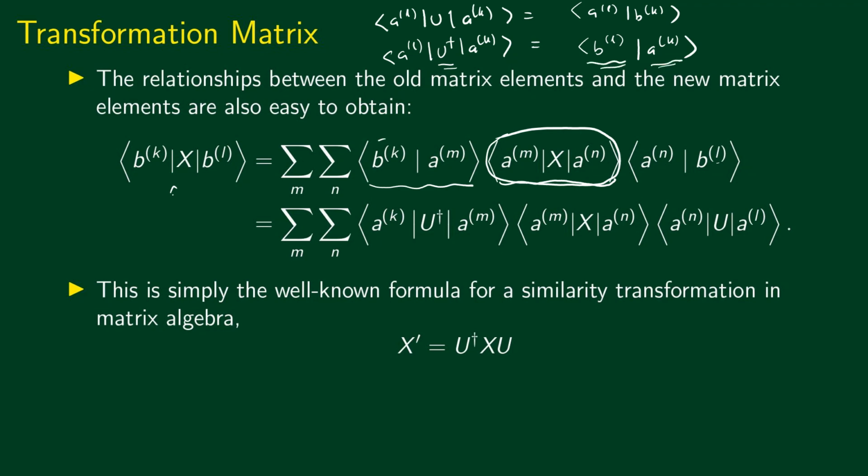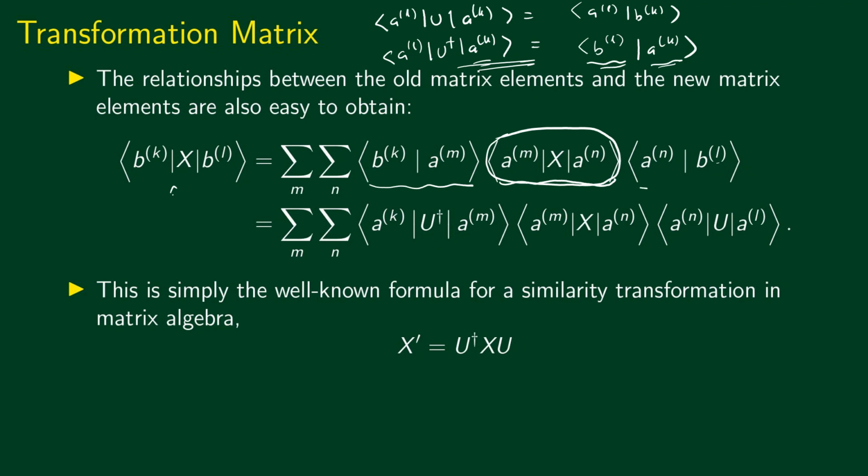So what is this? This is bra BK ket AM. This is nothing but the matrix element of U dagger. This is the matrix element of U dagger in the old basis. So I can write this as bra AK U dagger ket AM, using this thing. Why? Because this bra bk ket am is the matrix element of U dagger in the old basis. This is U dagger, and the old bases are written as AK, am. Bra AK U dagger ket am.